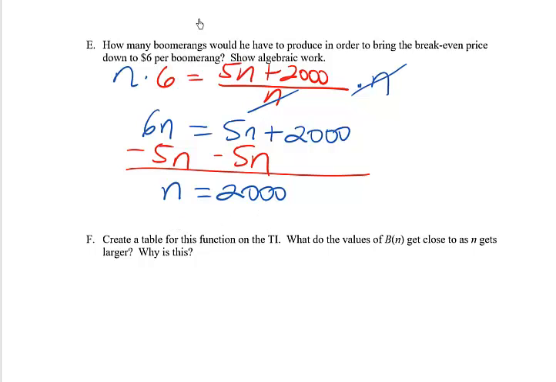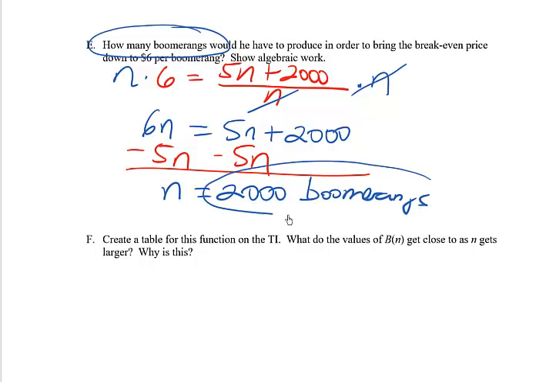Well, that's what we were looking for, right? The question is, how many boomerangs is he going to have to make? We're saying to him, look, making 500 boomerangs is just not going to cut it. You're going to need to make 2,000 boomerangs if you want to bring your break-even price down to $6 per boomerang. You can think about the logic here.